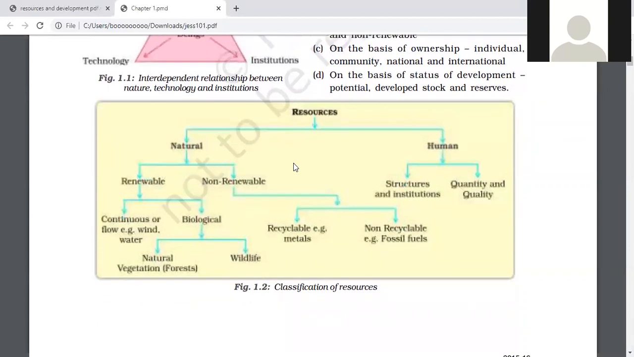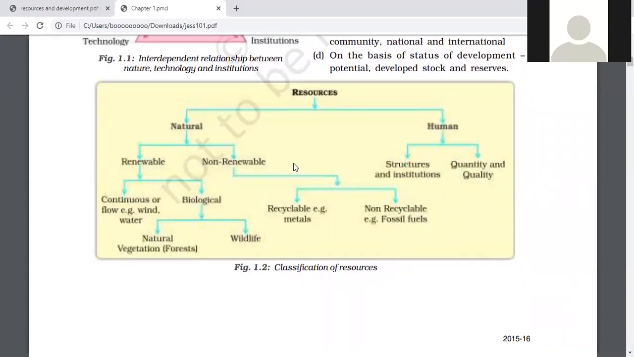Next is the basis of status of development: potential, developed, stock and reserves. Potential resources are those resources found in a region that can be utilized with appropriate technology. Developed means the resources whose quality and quantity have been surveyed and can be exploited with the help of technology. Stock means there are enough elements found in the environment, but appropriate technology is needed to make them available. For example, hydrogen and oxygen, two inflammable gases, are found in the environment.